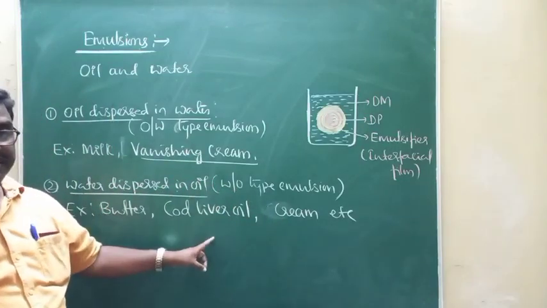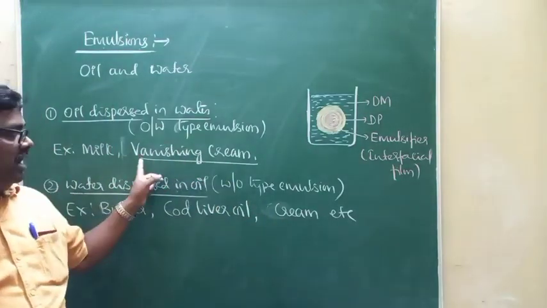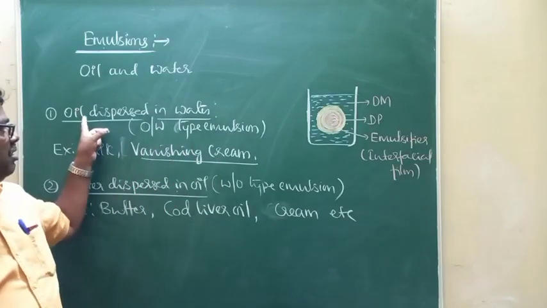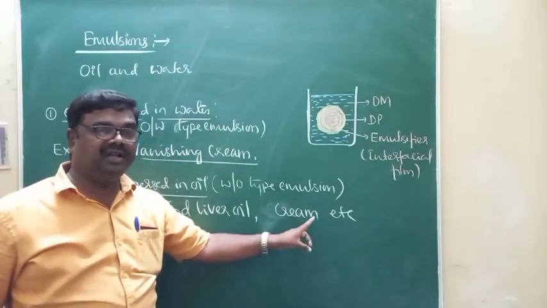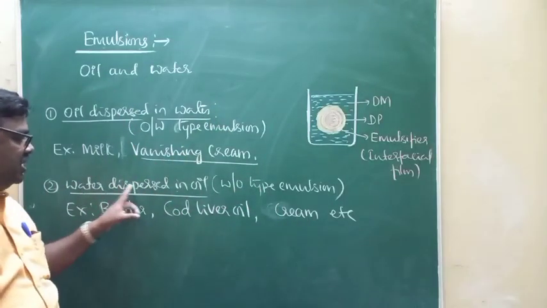Make out the difference here. Vanishing cream is an example of an oil dispersed in water type emulsion. Cold cream, or simply cream, is an example of a water dispersed in oil type.